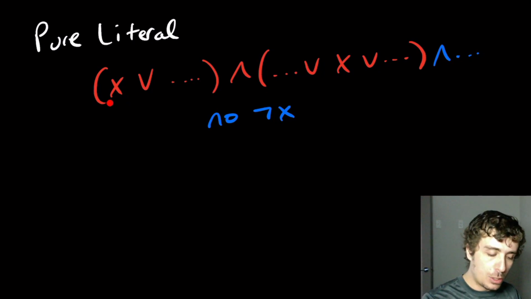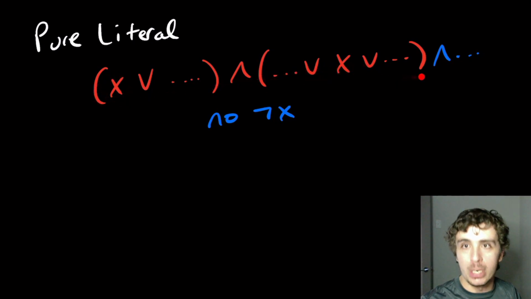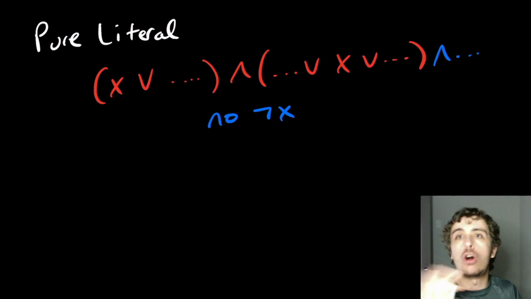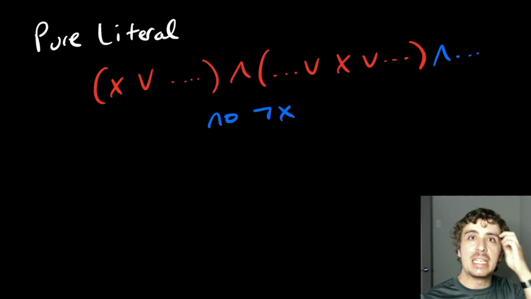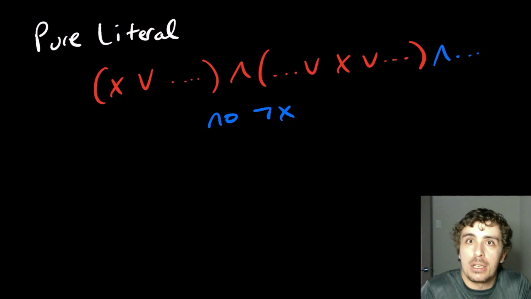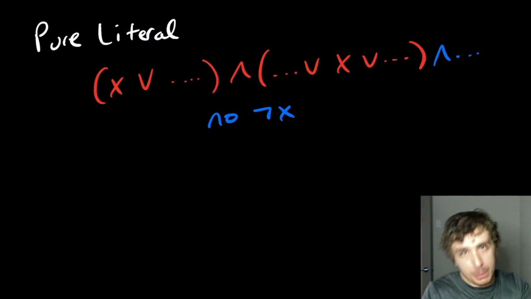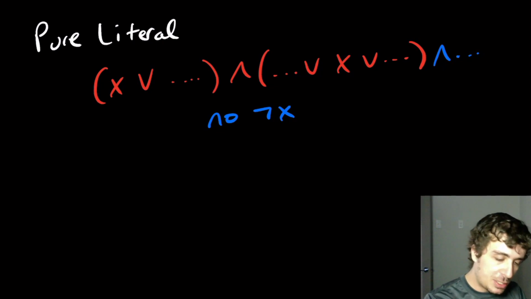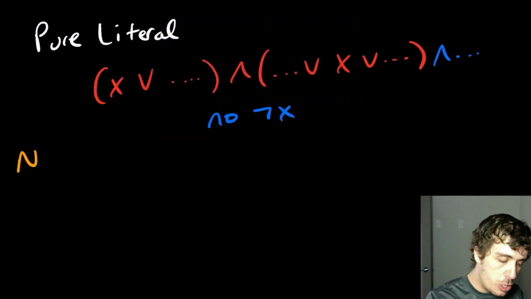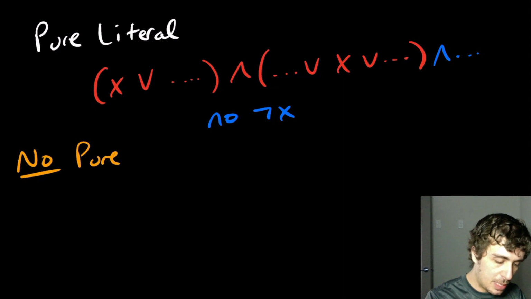Conversely, if there's only the negated version of x and no positive version, you might as well just set it to be false all the way through. And that makes things, obviously, the formula gets a little simpler now, but it very well could be that there are no pure literals in the formula, which is totally possible. So let's deal with the situation that there are no pure literals in the entire formula.